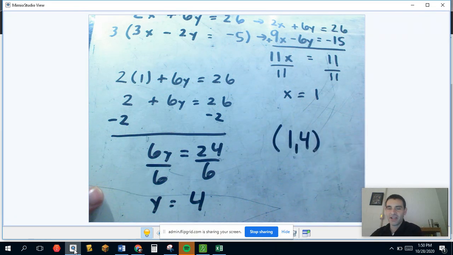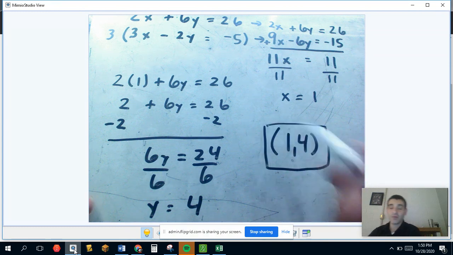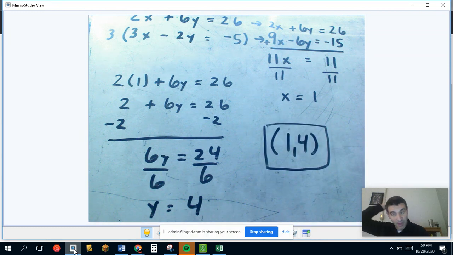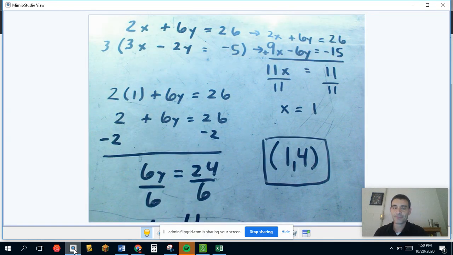We're going to present our answer like an ordered pair. Regardless of the order in which you found the variables, you do want to present x first and then y. So that's important. And you can check this by putting 1 and 4 back in here and making sure that both equations are true. So, solving systems by elimination.